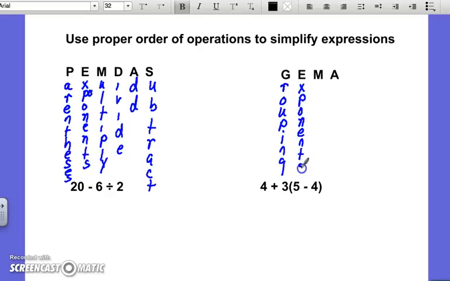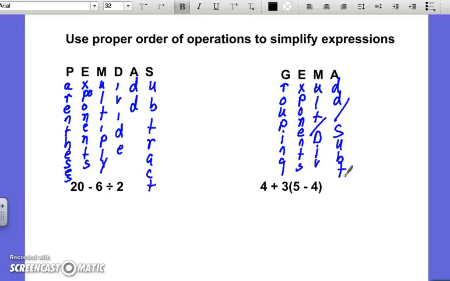Exponents is still next. And realize this M is multiply and divide. So if we look at it, really multiplication and division, we do those two at the same time. We just go left to right, just like we're reading. The same thing for add and subtract. It's not really addition before subtraction, but we just work left to right, so it really doesn't matter.